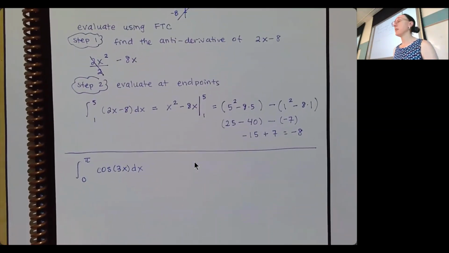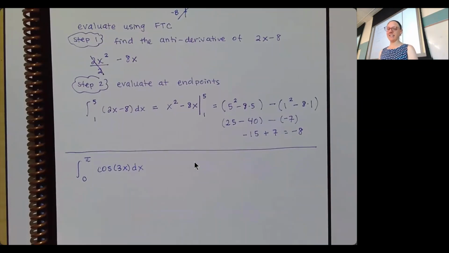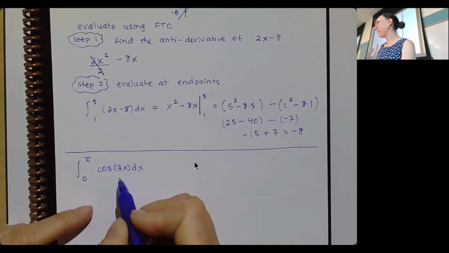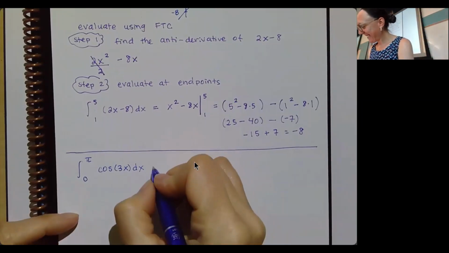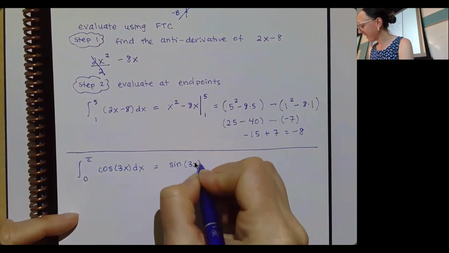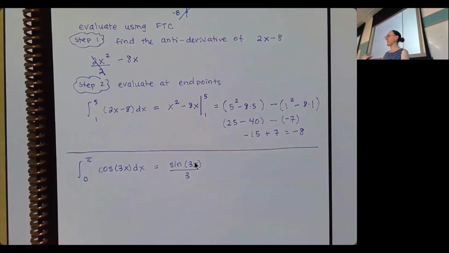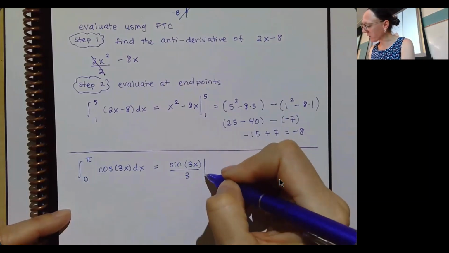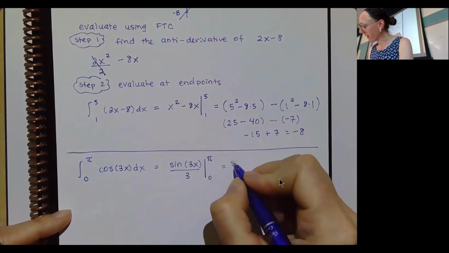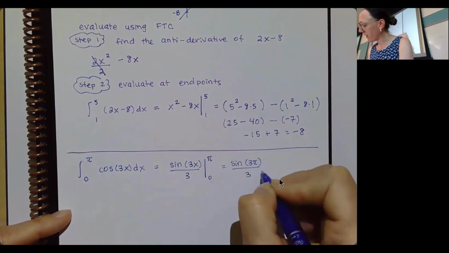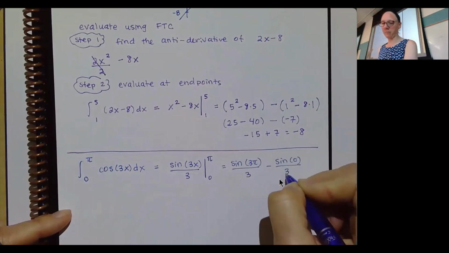So my first step is to find that antiderivative. Finding the antiderivative of cosine, I'm asking myself, whose derivative is equal to cosine? I heard whispers. I'm going to pretend everybody confidently said sine. So I would have sine of 3x divided by 3. Again, I'm dividing by that constant, sort of undoing that little chain rule piece of it. And I'm going to evaluate this from 0 to pi. So I would have sine of 3 pi over 3 minus sine of 0 all over 3.